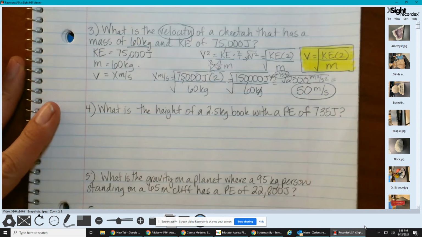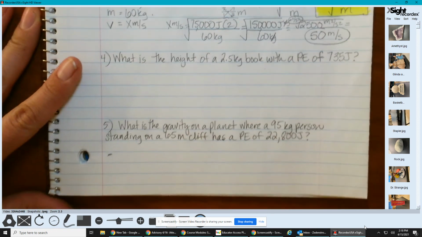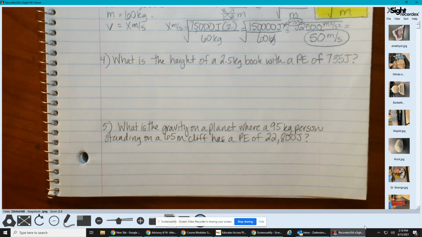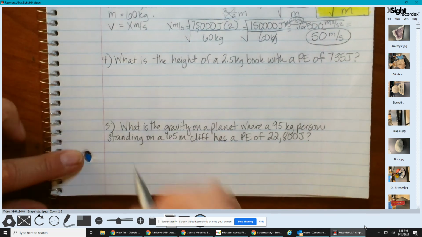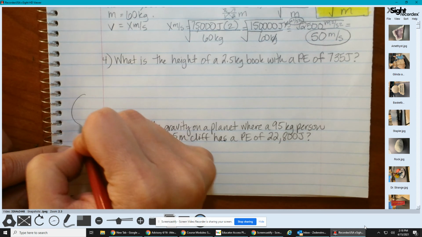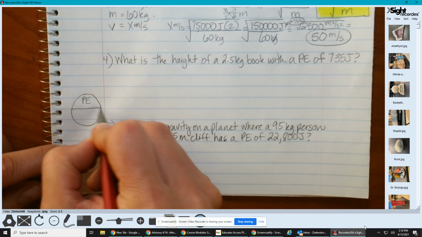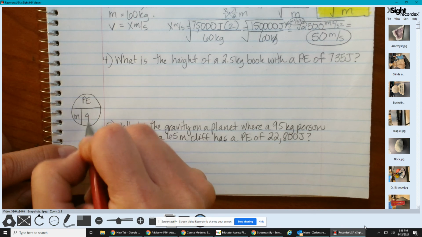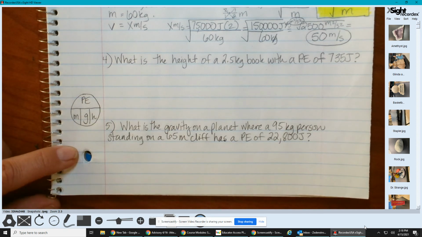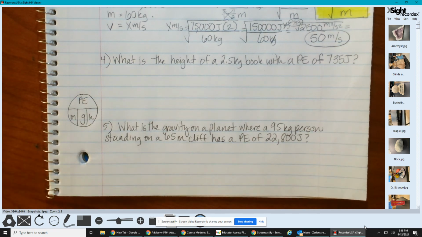Okay, now we're going to move into the potential energy. So the kinetic energy is done. Let's move into the potential energy. I'm going to go ahead and put down the circle, because I didn't do that for potential energy yet. There is the nice circle: mass, gravity, and height all go on the bottom. So all three can fit on the bottom because they're being multiplied by each other.